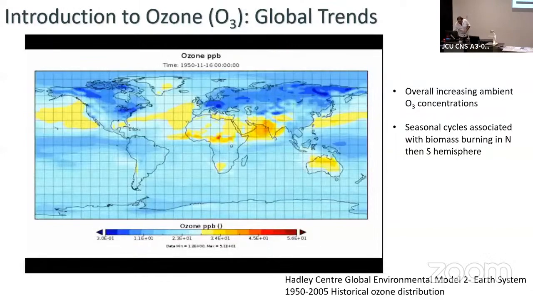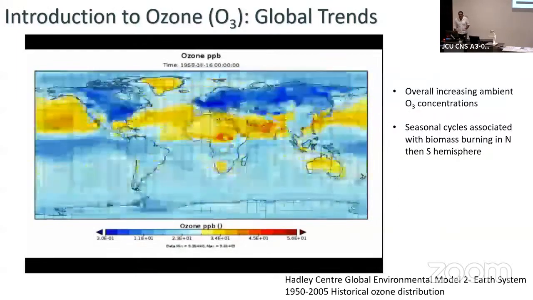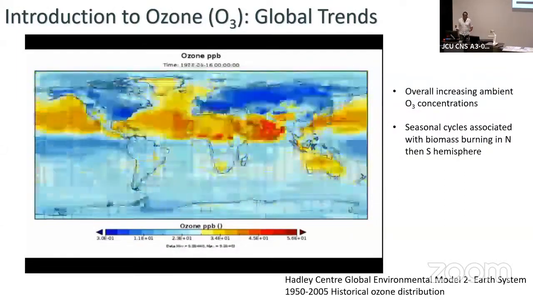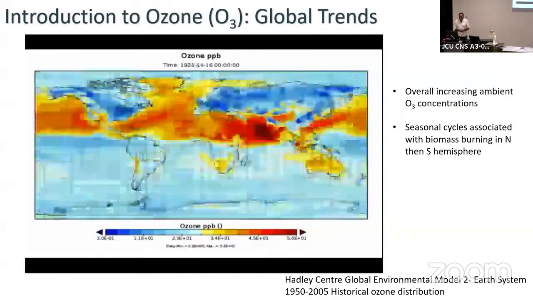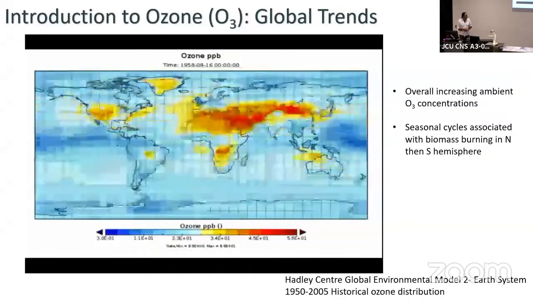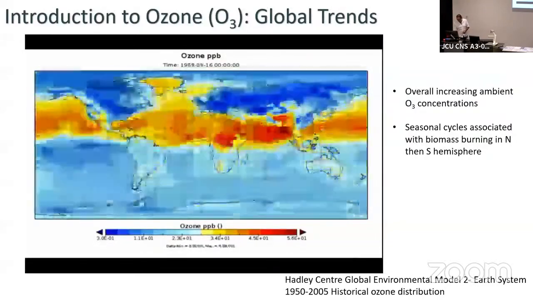So if I just get this to play, it's a little bit fast, but you'll see it skipping through a couple of times. And you can see these very high concentrations are being found across much of the Northern Hemisphere. But even in the Southern Hemisphere, we're seeing considerably higher concentrations on average, and then also this high seasonality associated with episodic events.